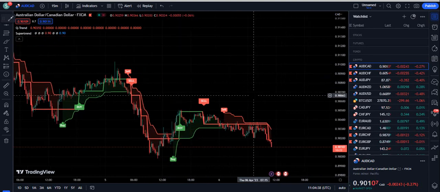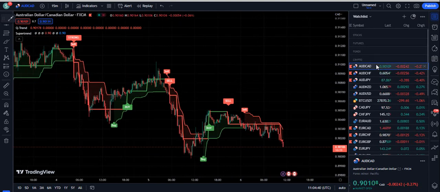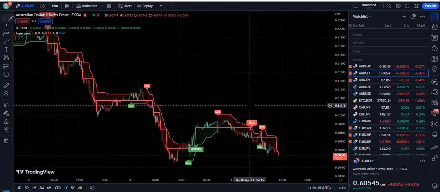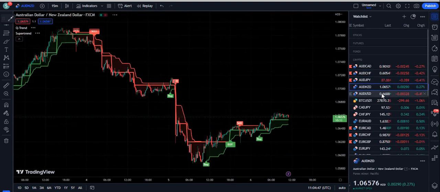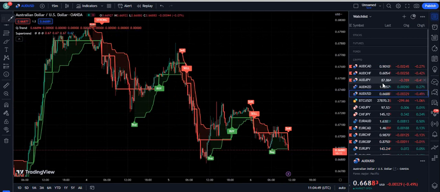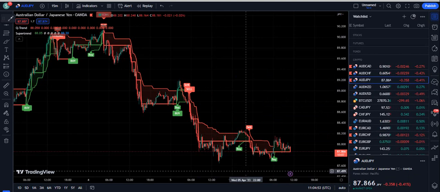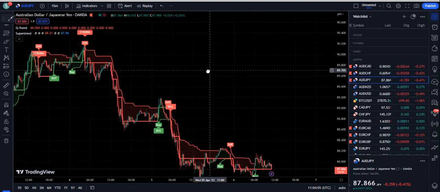Okay, now my charts are much clearer to observe. Now if I show you the other pairs, for example, look at this one, these signals are making sense to us. So guys, first of all, again I repeat that while using any indicator, use your common sense as well.